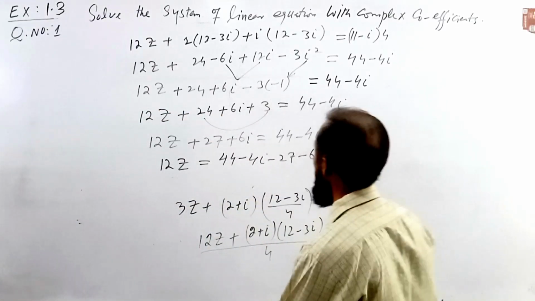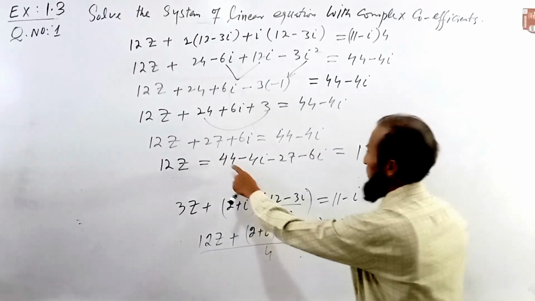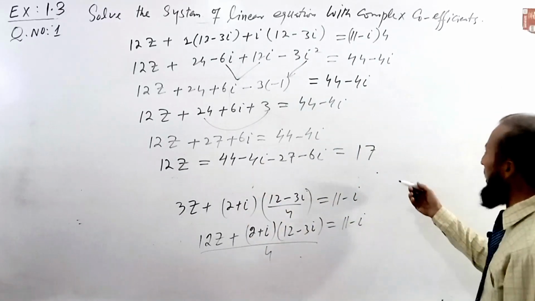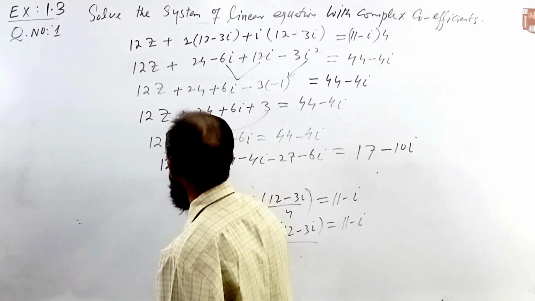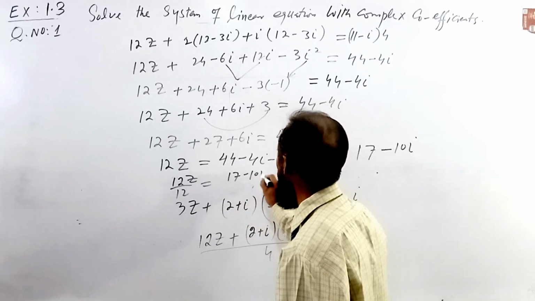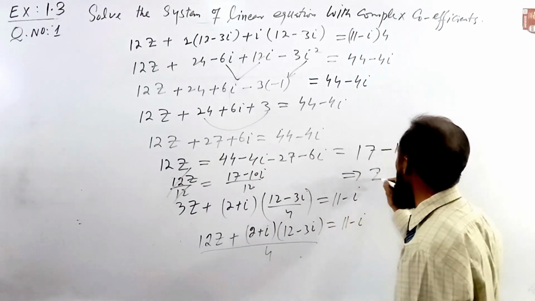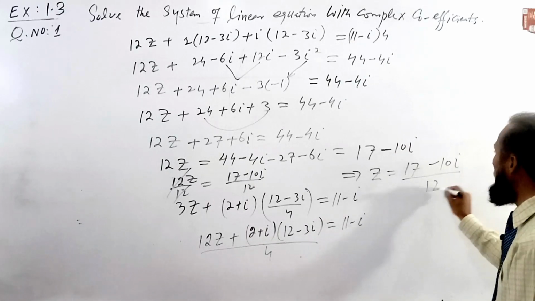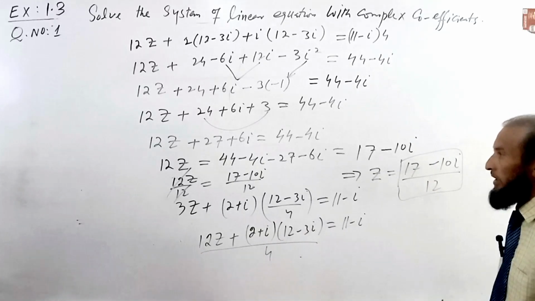So further simplification: 44 minus 27 is 17, and minus 4 iota and minus 6 iota, we will get minus 10 iota. Here dividing both sides by 12, 12z is equal to 17 minus 10 iota divided by 12. So both are cancelled, and we get z is equal to (17 minus 10 iota) divided by 12, which is the required value of the unknown variables z and w.